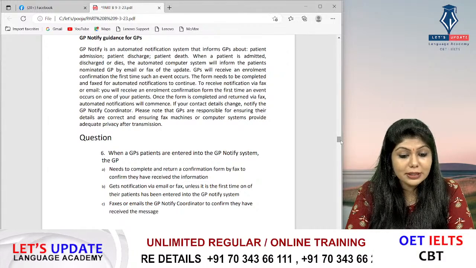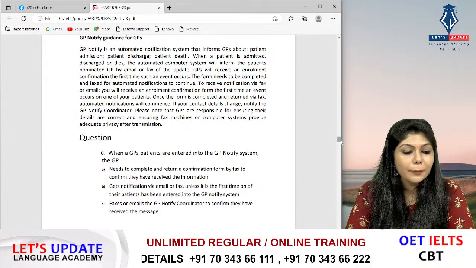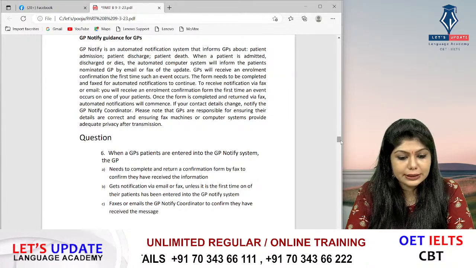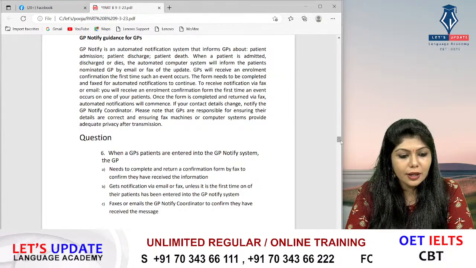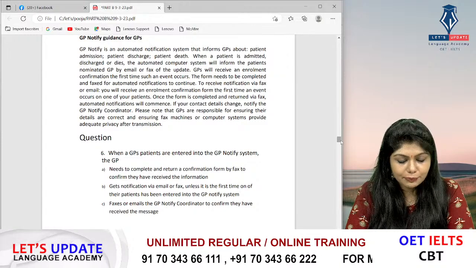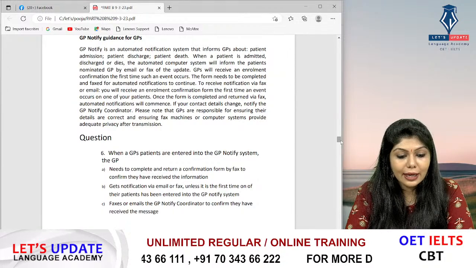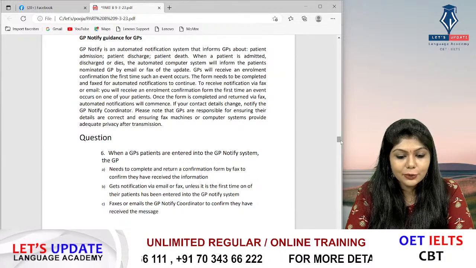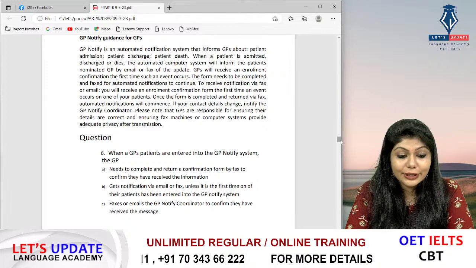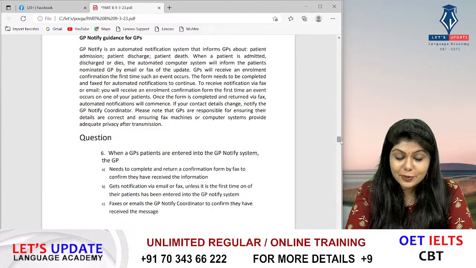Once the form is completed and returned via fax, automated notifications will commence. If your contact details change, notify the GP notify coordinator. Please note that the GPs are responsible for ensuring the details are correct and ensuring fax machines or computer systems provide adequate privacy after transmission.